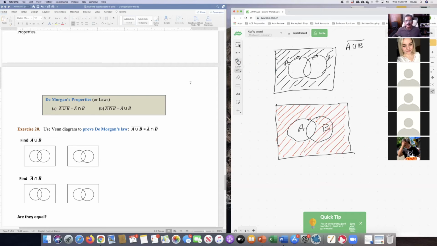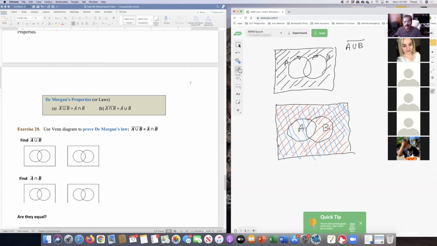Okay, going to change the color to do the B bar. B bar is everything outside of B. So I'm going to shade that in blue. Everything in red is A bar. Everything in blue is B bar. Outside of B, which includes part of A. Okay. Now the question is, what is the intersection of A bar and B bar?